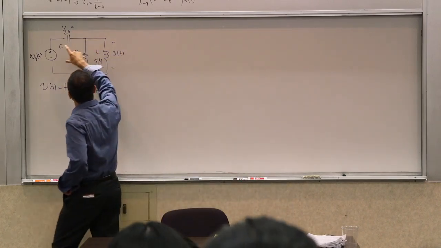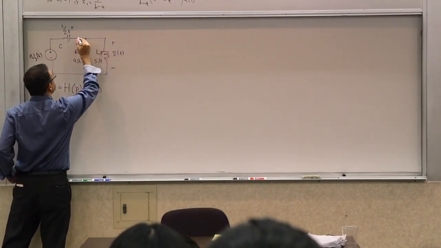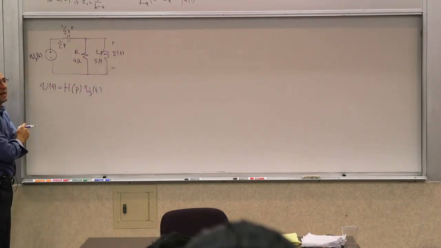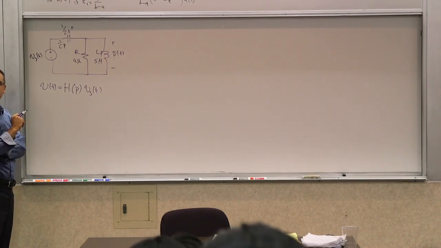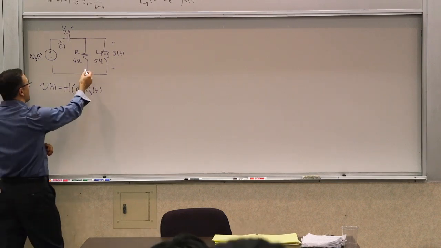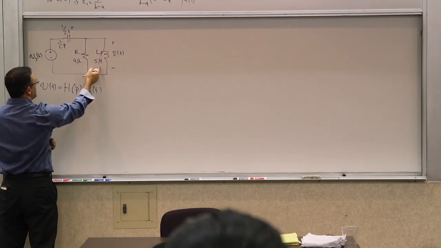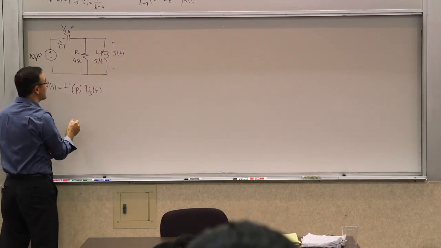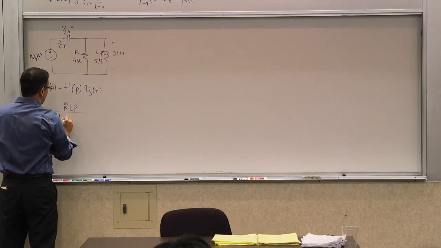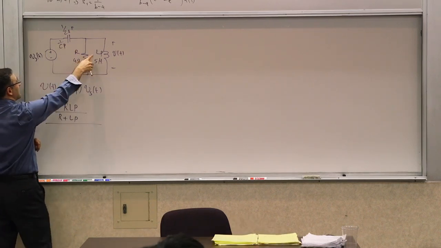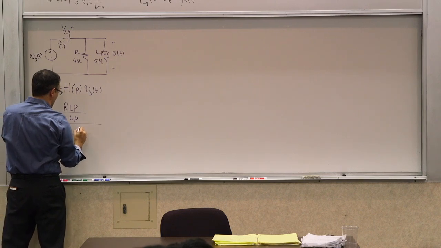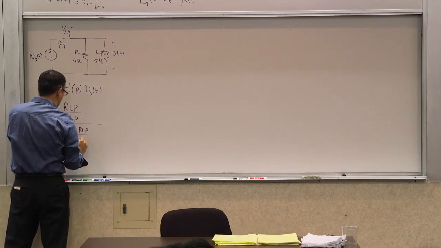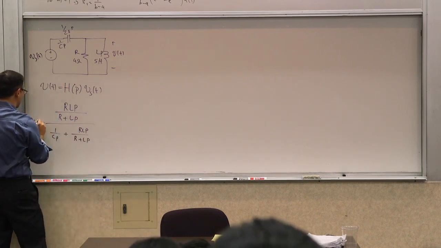Well, how would you determine this voltage in terms of that voltage? Remember we said this is like LP, this is 1 over CP, and we can think of them as resistors. If they were resistors, how would you do that? Right, it's a voltage divider between this impedance and that impedance. So what is this impedance? It is the parallel combination of these two, which is the product divided by the sum: RLP divided by R plus LP. And then divided by the sum of this impedance and that impedance, which is 1 over CP plus RLP divided by R plus LP. So this is the system operator.